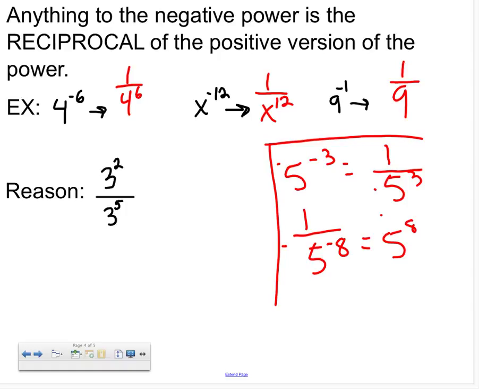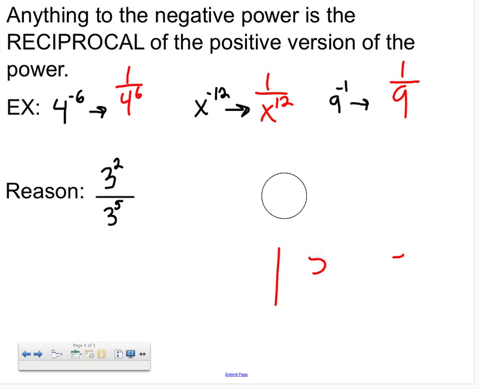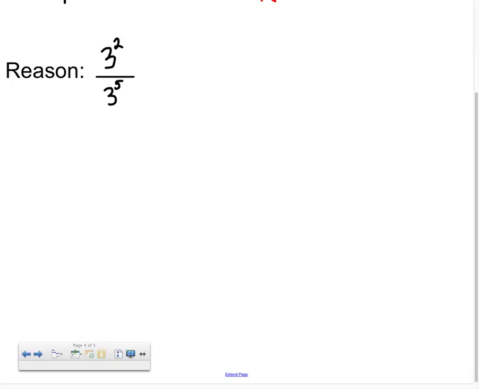And once again, the reason why this works is because it's an offshoot of the division property for exponents. So if we take this case here, let me erase my example here so I have some room. If we take 3 to the 2nd divided by 3 to the 5th, we know by the division property that this is going to be 3 to the 2 minus 5, which is going to be 3 to the negative third. That's what we know it's going to end up as.